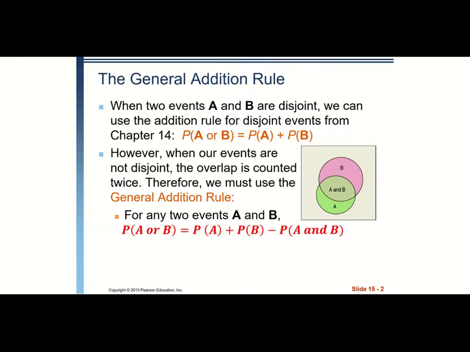Now in this chapter, we're changing it a bit. We're saying that we can add overlapping events or events that are not disjoint. That's represented by this Venn diagram here. And to do that, we have to change our addition rule.